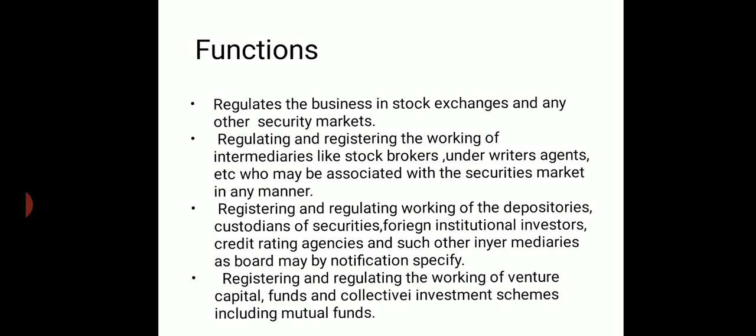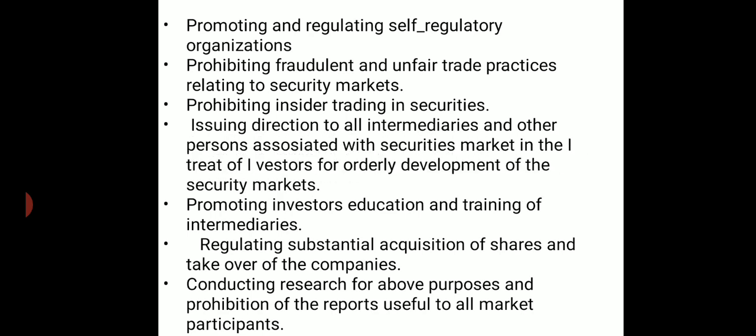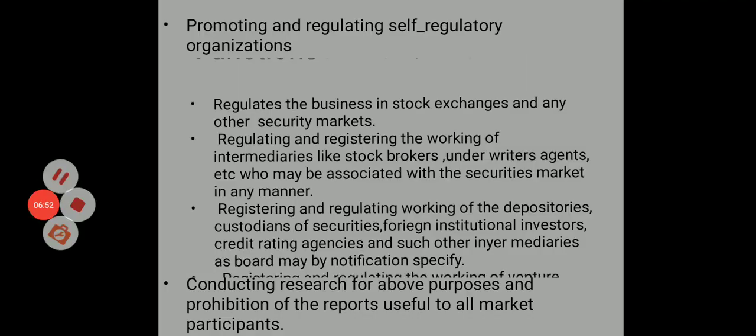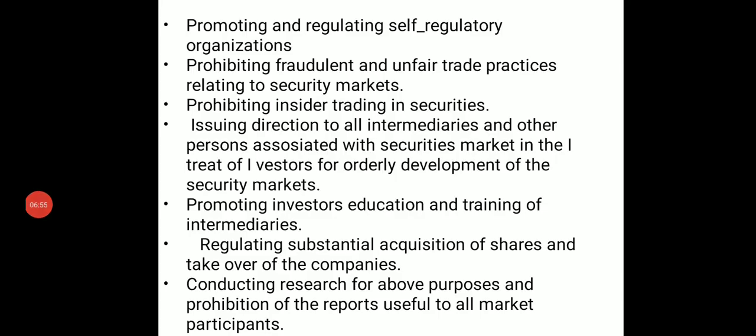And next, registering and regulating the working of venture capital funds and collective investment schemes, including mutual funds, etc. And the next, promoting and regulating self-regulatory organizations for the development of investors, and prohibiting fraudulent and unfair trade practices by maintaining a balance between statutory regulations and self-regulations.